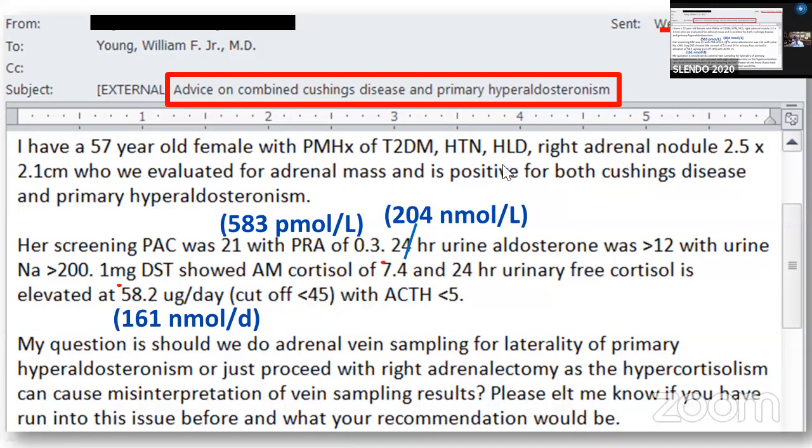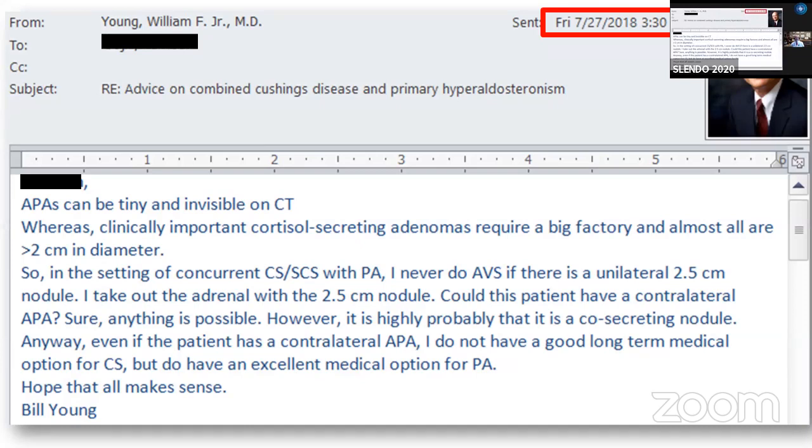My question is, should we do adrenal vein sampling for laterality of primary hyperaldo or just proceed with right adrenalectomy, as the hypercortisolism can cause misinterpretation of vein sampling results? Please let me know if you have run into this issue before and what your recommendation would be. So I responded. I said aldosterone-producing adenomas can be tiny and invisible on CT, whereas clinically important cortisol-secreting adenomas require a big factory and almost all are greater than 2 centimeters in diameter.